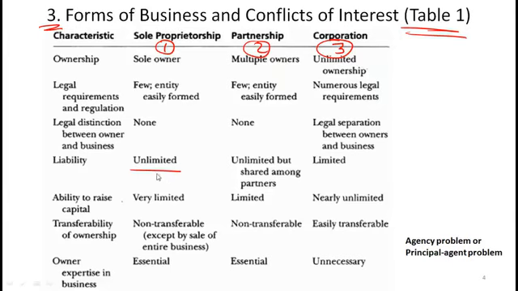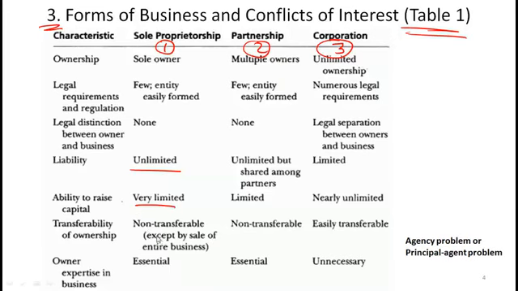What does this mean? This means that if I do some damage and somebody sues me, they can take my business and then they can also get into my personal assets. So the liability is very large. Ability to raise capital, very limited for obvious reasons.